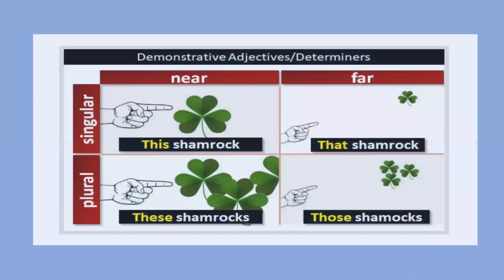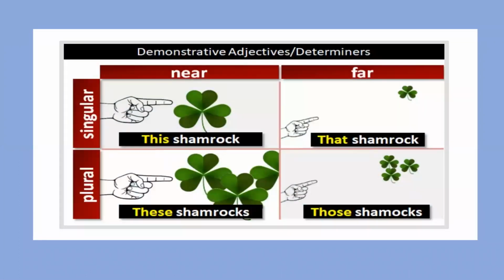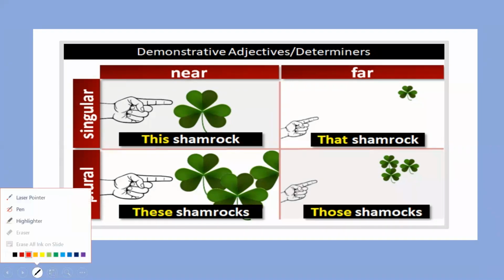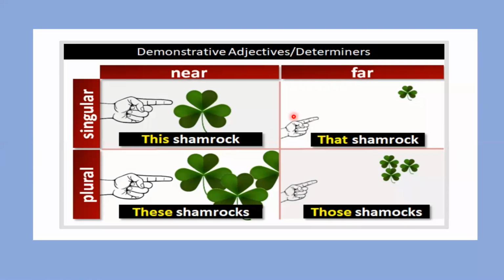Next point. Demonstrative adjectives or determiners, dear students, you can understand with the help of this picture. You can see that when things are in singular form, we can use this and that. When things are very near to you, you can use this. When things are very far, like you can see that someone is pointing out a flower. So when one flower is there and that is near, you can use this. And secondly, you can see that. Now in this, you can see that someone is pointing out a flower, but that is quite far, at a distance. So you can use that word here.